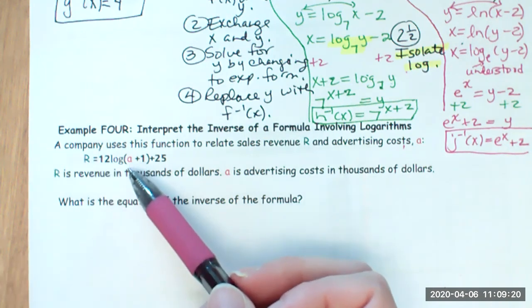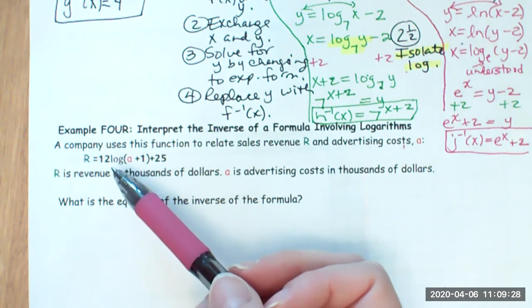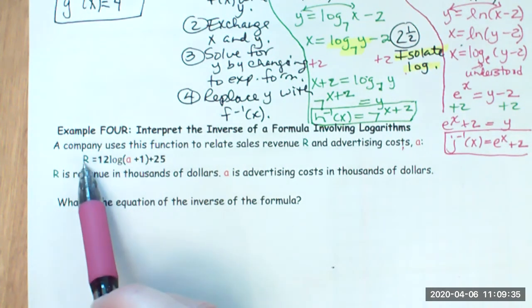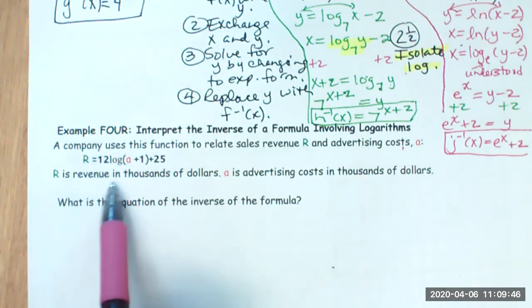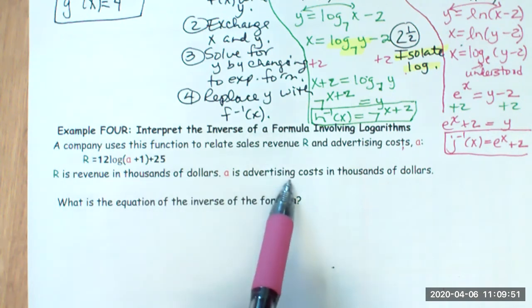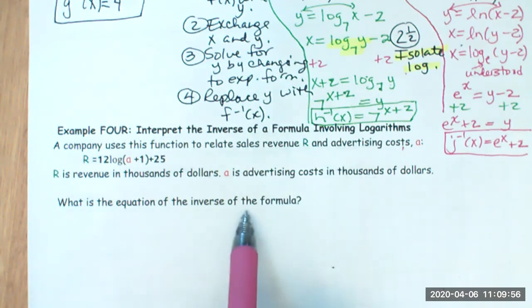Okay, and you haven't probably been involved necessarily in a business yet, but maybe your parent has. And generally, we would hope that as you increase your advertising costs, then hopefully your sales revenue, how much money you make on your goods that you sell, will go up as well. So as A gets larger, R should get larger, right? So R is the revenue in thousands of dollars. A is the advertising costs in thousands of dollars, okay? And we want to know what is the equation of the inverse formula, okay?